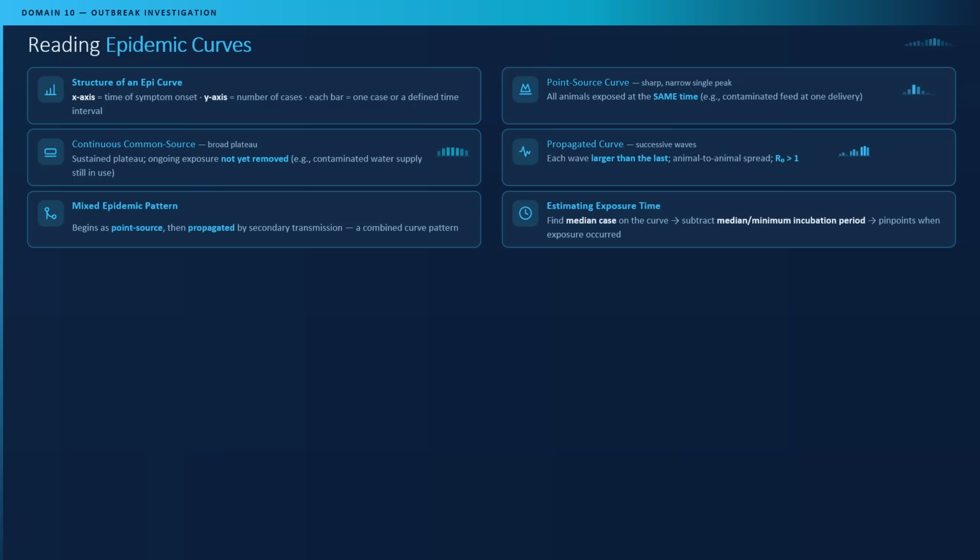Talk about reading epidemic curves. This is one of my favorite topics because an epi curve is basically an outbreak telling you what kind of outbreak it is, if you know how to listen.